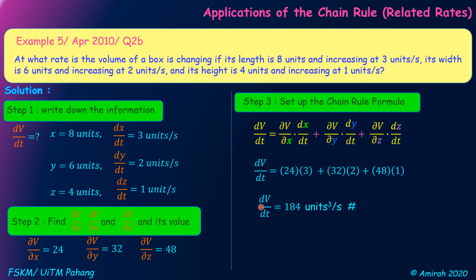So we get dv over dt equals 184. Because this is volume, the unit is units cubed, and per second because we have the time here. So at what rate is the volume changing? The volume of the box is increasing, because we have a positive sign here. The volume of the box is increasing at the rate of 184 units cubed per second. So this is the final answer.